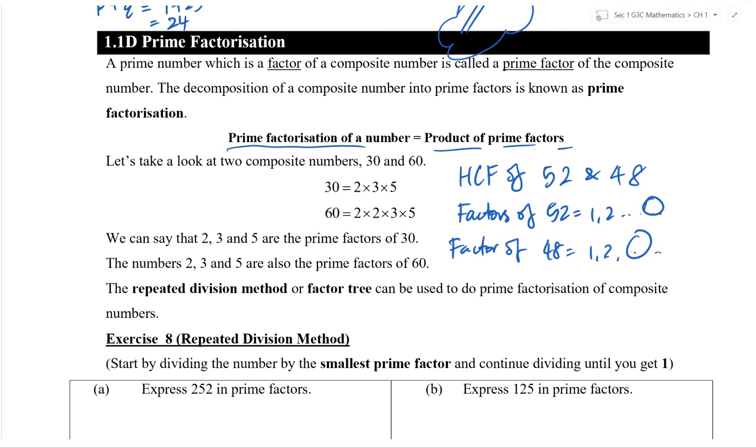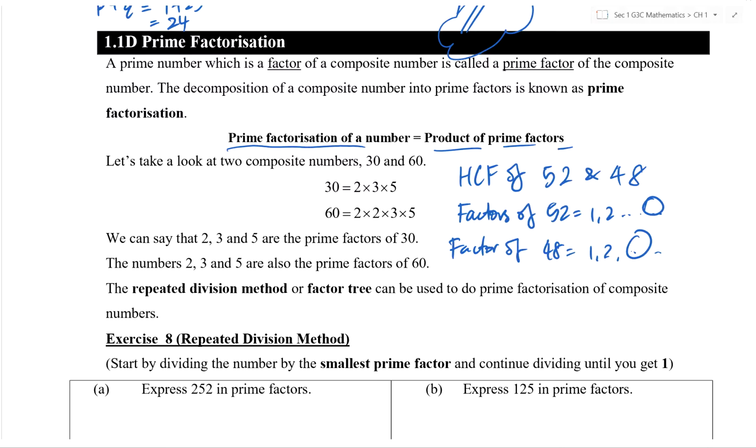What does product mean? Show me, what does product mean? Plus, minus, times, or divide? Times, yeah, product means times. Okay, so we're going to multiply. What are we going to multiply? Prime factors. So numbers have many factors.